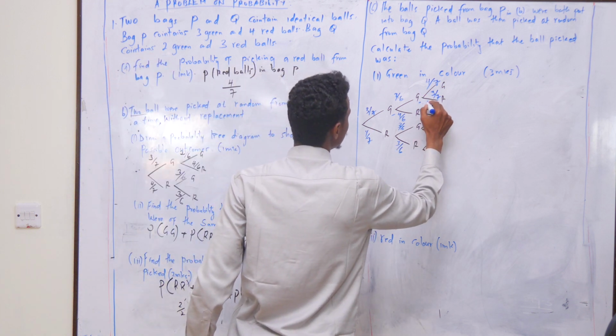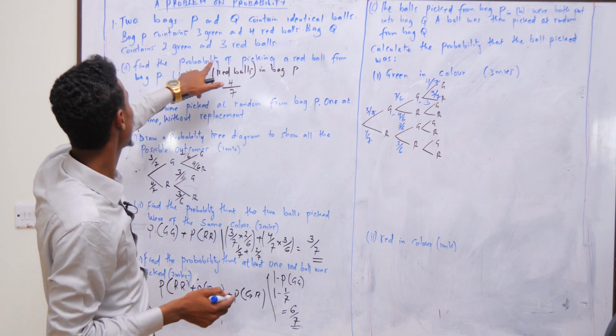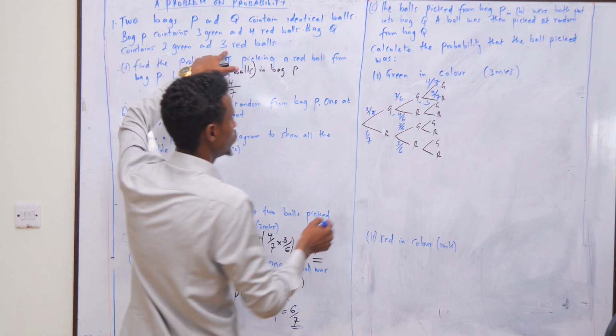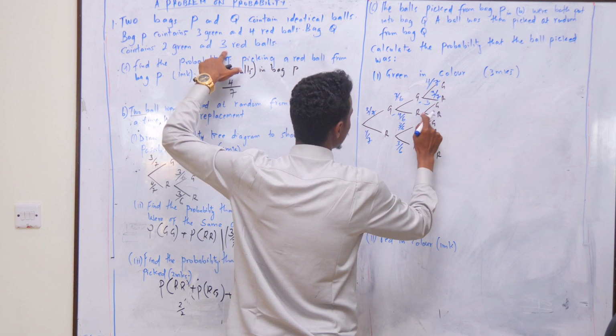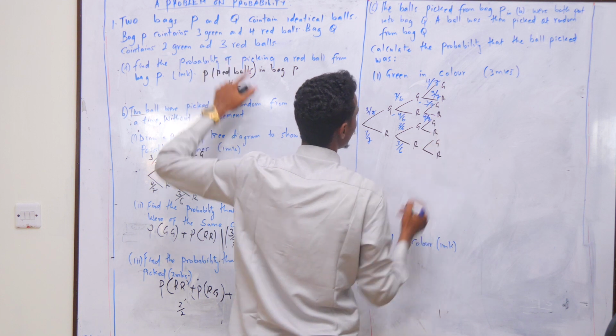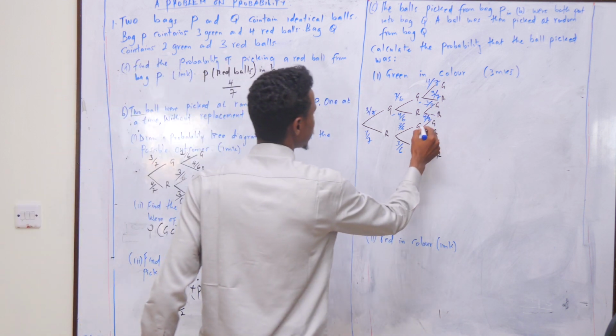Now there will be 3. What about this one? Initially they were in the bag. There were 3 red balls, right? Now they will also be 4. Now it will be 4 over 7, over 7. Very simple like that.